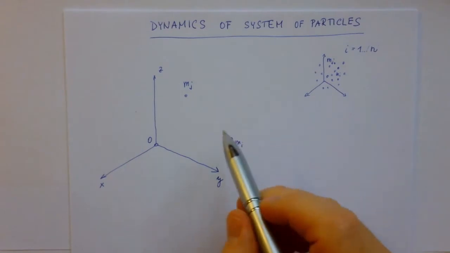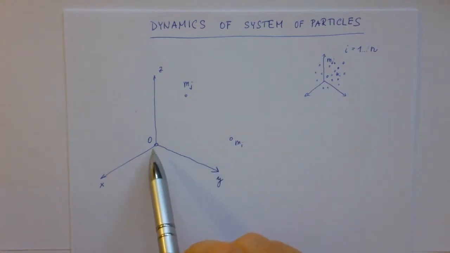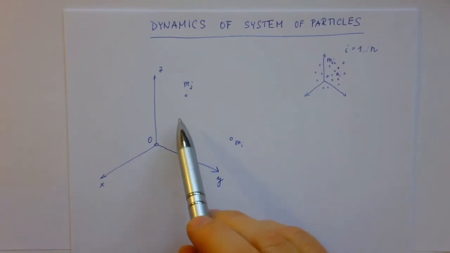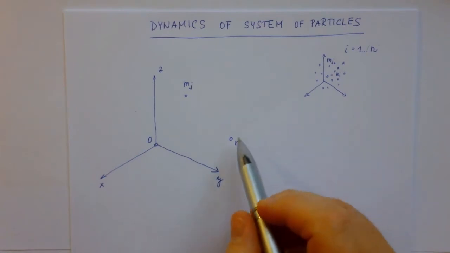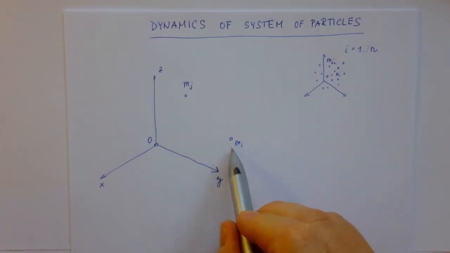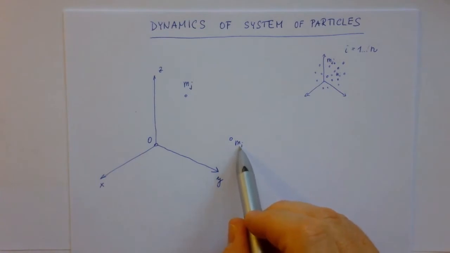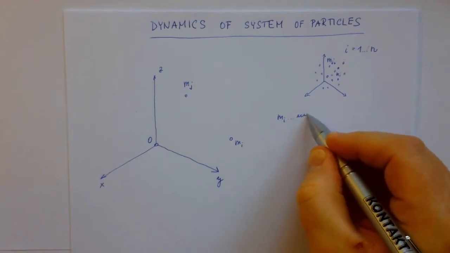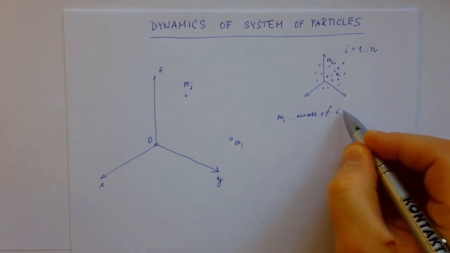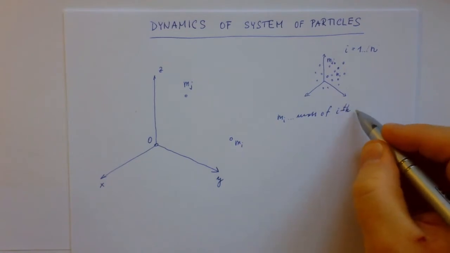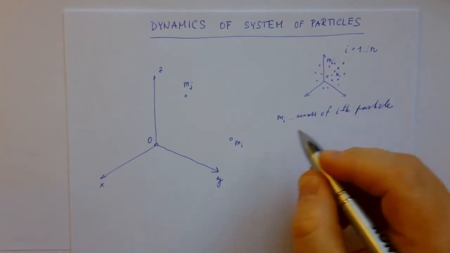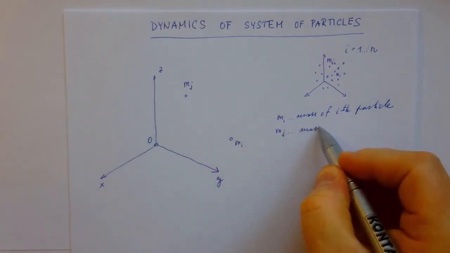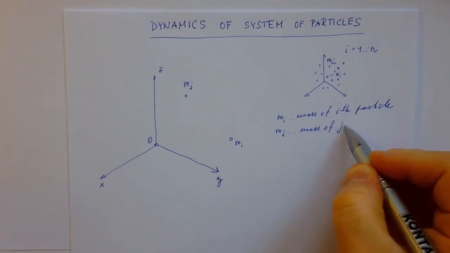So let's explain this situation on this more specific picture. So we selected some particle with mass mi. So mi is a mass of ith particle, and mj is a mass of jth particle.